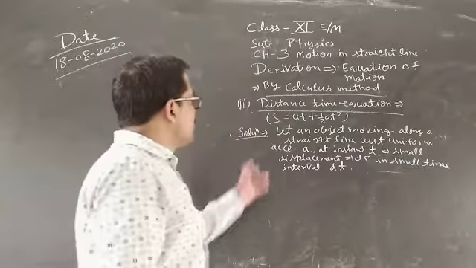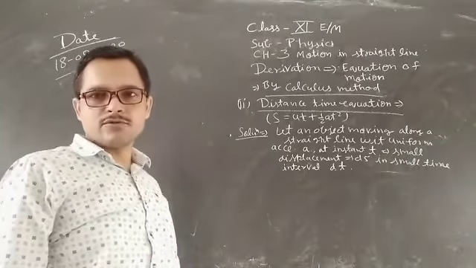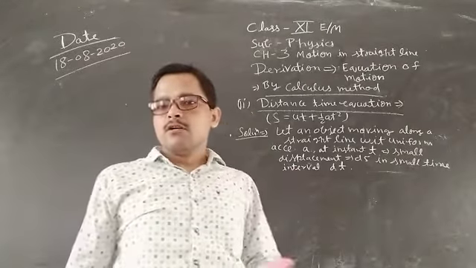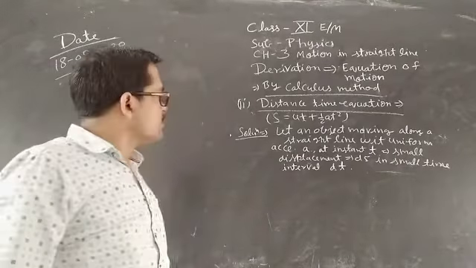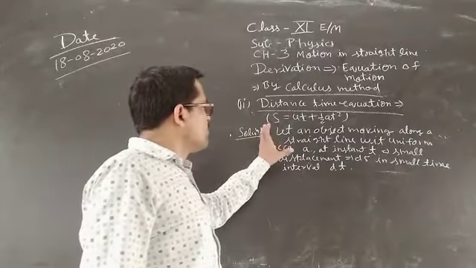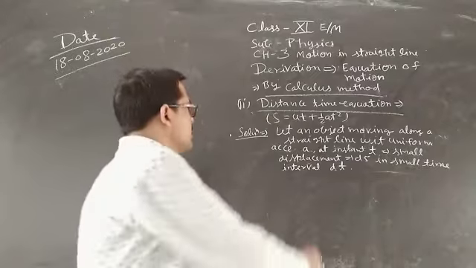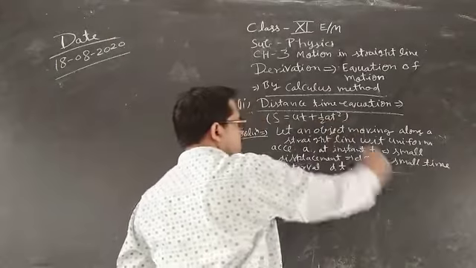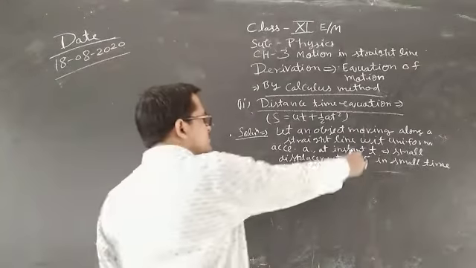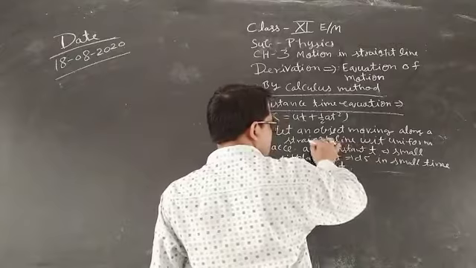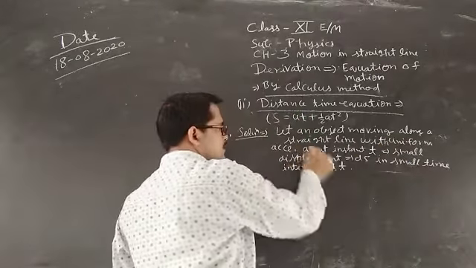Students, we will derive the second equation of motion. In the previous video, I proved the first equation of motion by the calculus method. Today, I will prove the second equation of motion by the calculus method. It is called the distance-time equation or distance-time relation. Let an object move along a straight line with uniform acceleration.